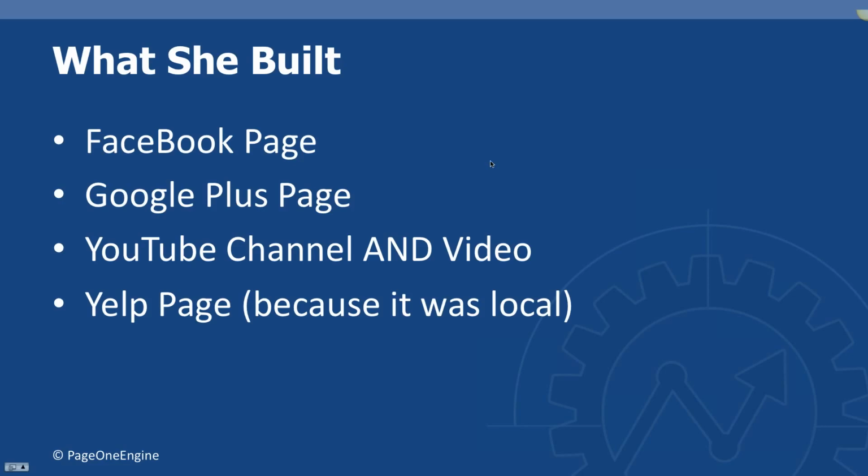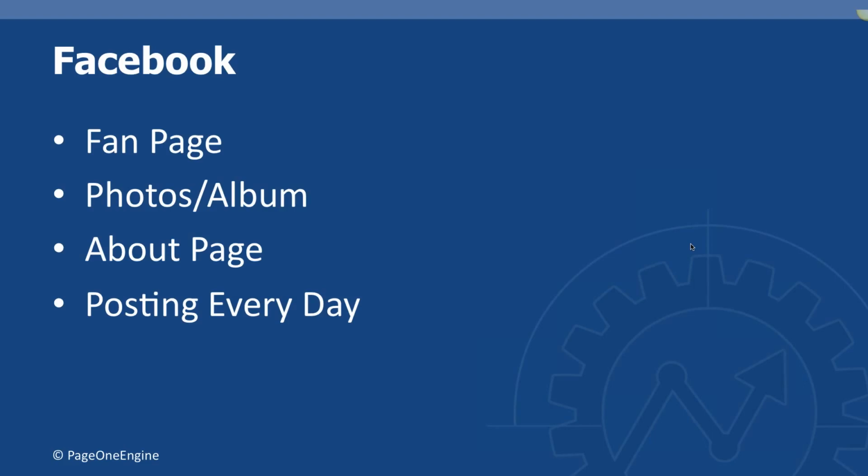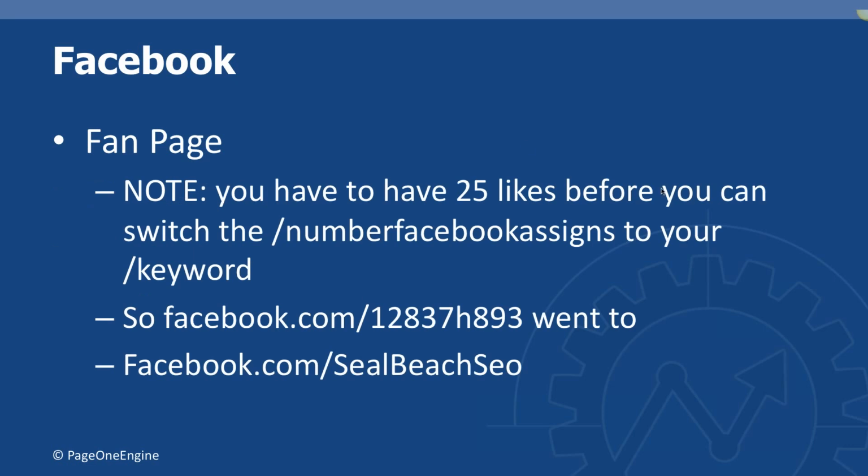Anyway, so she bought an exact match domain, and then what she did was create a Facebook page, a Google Plus page, a YouTube channel, and a Yelp page. The Yelp page was because it was a local business. We're not going to go into that, but we are going to go into detail on the Facebook, Google Plus, and YouTube channel, and how that worked all together to create this unstoppable force that has dominated page one for that term. So let's look at Facebook.